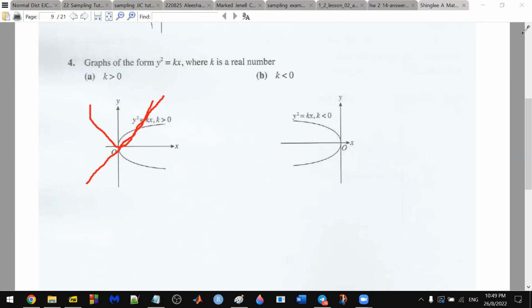Then what about k less than 0? k less than 0 just means you have to go the other direction. Maybe if I just redraw again. So the curve will look something like this, but then there's a y equal to x. Can you see that there are reflections about this y equal to x? Okay, good. Moving on, clear.